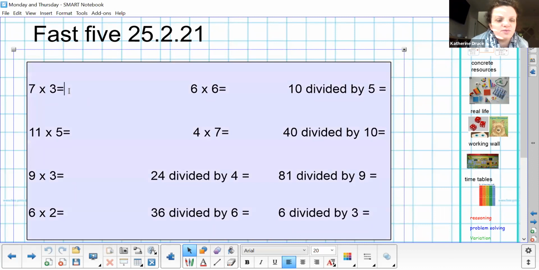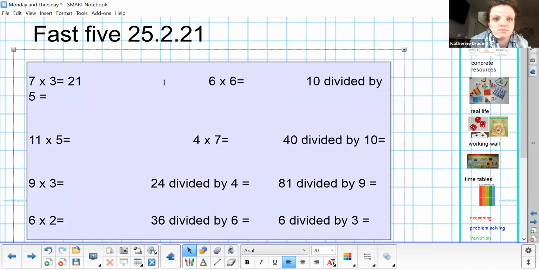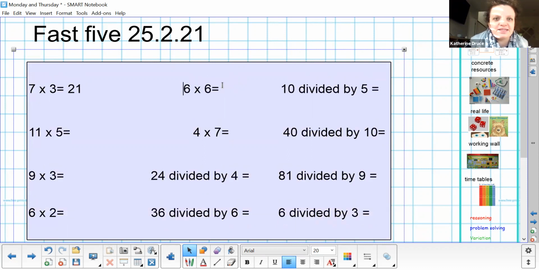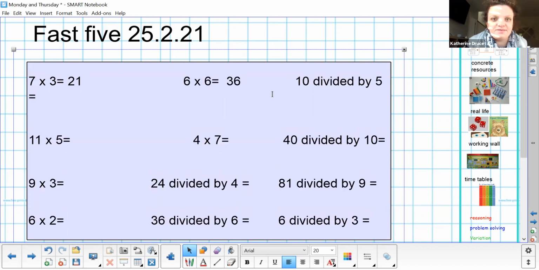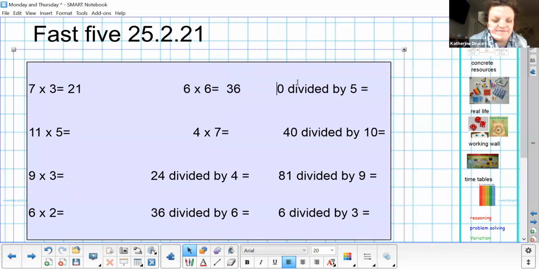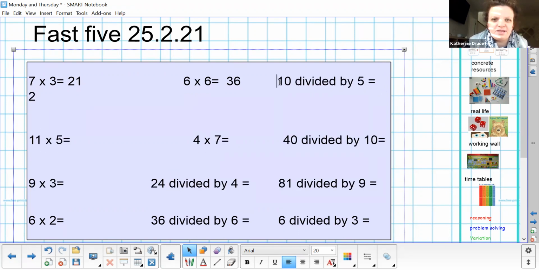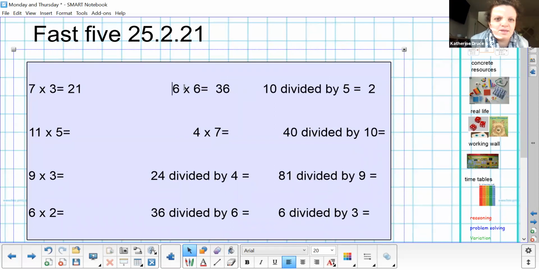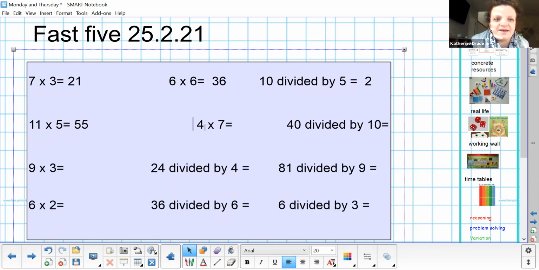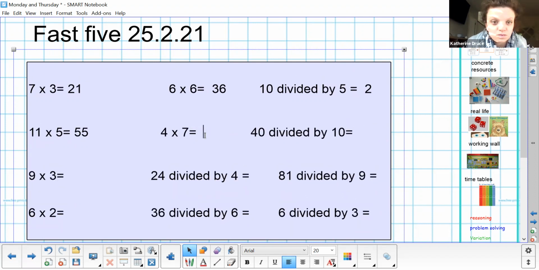So we've got 7 times 3 is 21. We've got 6 times 6 is 36. And 10 divided by 5 is 2. Okay. 11 times 5 is 55. 4 times 7 is going to be 28. 40 divided by 10 is going to be 4.